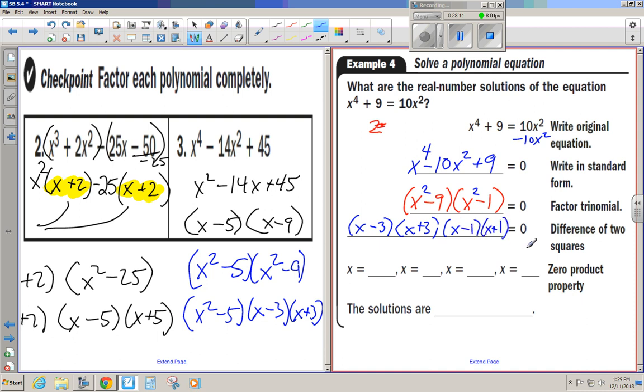So all of these factors equal 0, and the zero product property says that if this is 0, everything's 0. If negative 3 gets put in here, everything is 0. A positive 1 and a negative 1. All of these solutions, plus or minus 3, plus or minus 1, are all solutions to this equation.